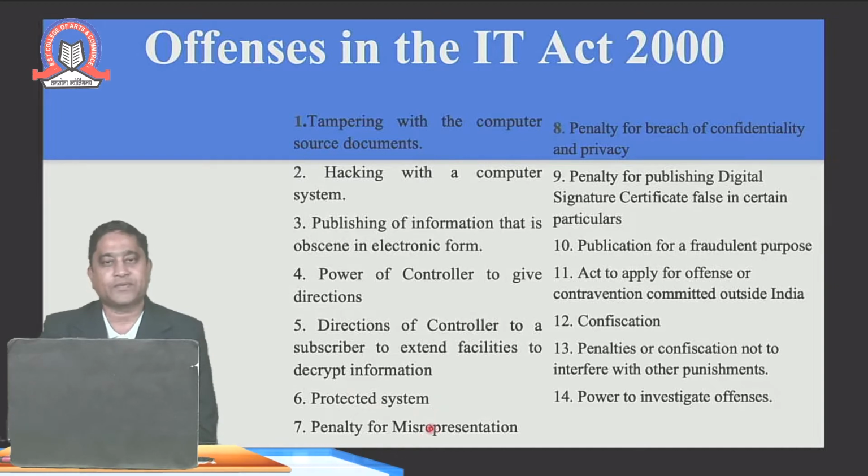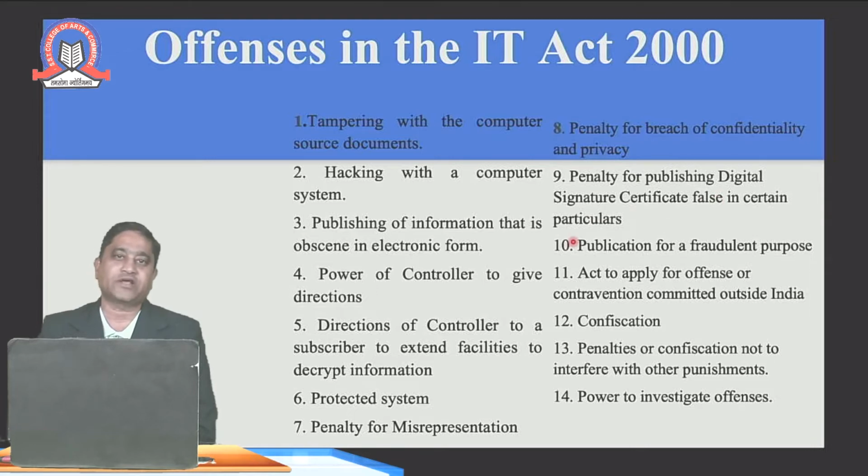Penalty for misrepresentation is covered under the IT Act. Penalty for breach of confidentiality and privacy: if a person is working in an organization, preparing software, and he leaks that software and passes the information to other companies without taking the consent of the director or the owner of the company where he is working, in such cases he would have committed a crime and would be dealt with under the IT Act. Penalty for publishing a digital signature certificate falls under certain particulars.